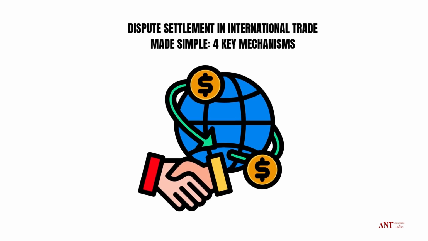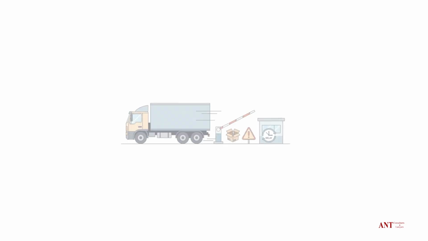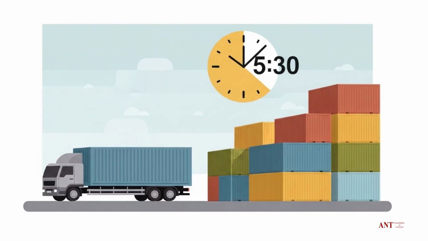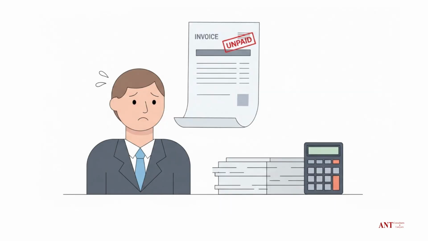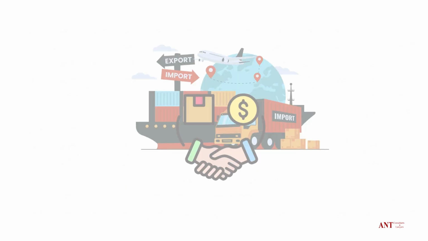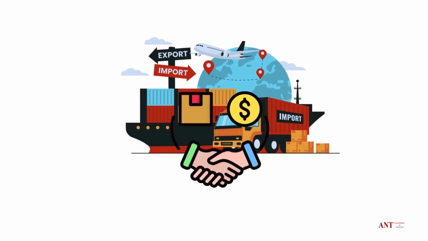Dispute settlement in international trade made simple. 4 key mechanisms. When goods cross borders, risks follow. A late shipment, an unpaid invoice, or a disagreement over product quality, any of these can quickly turn into a costly dispute. That's why understanding how disputes are settled in international trade is crucial.